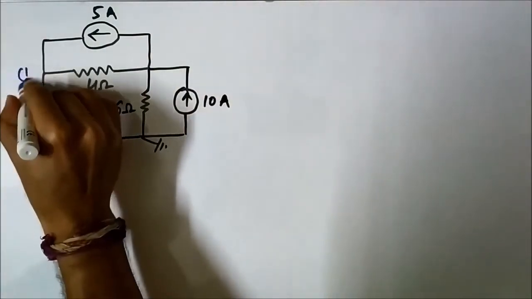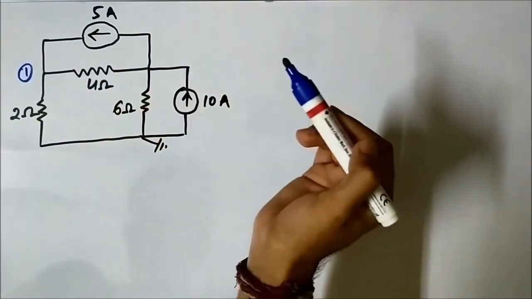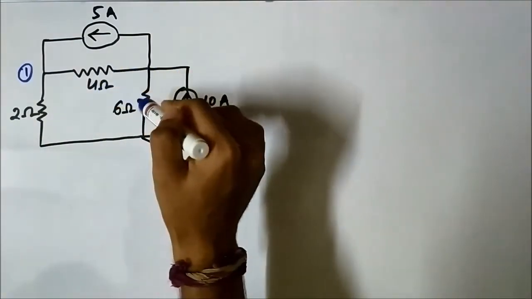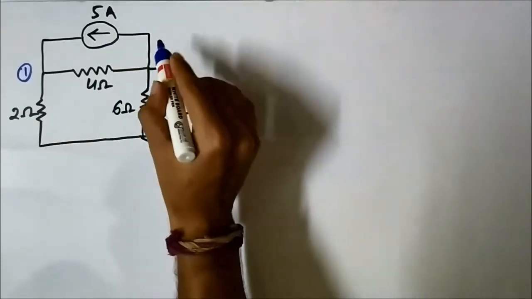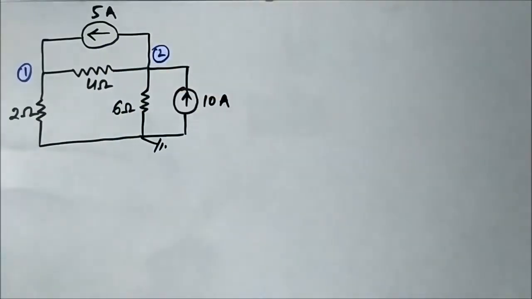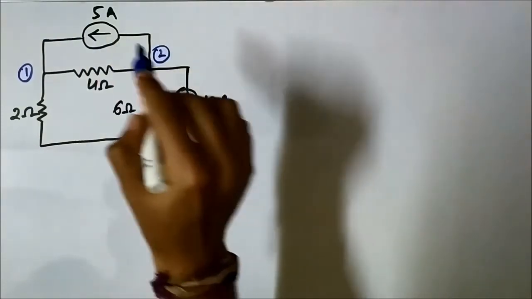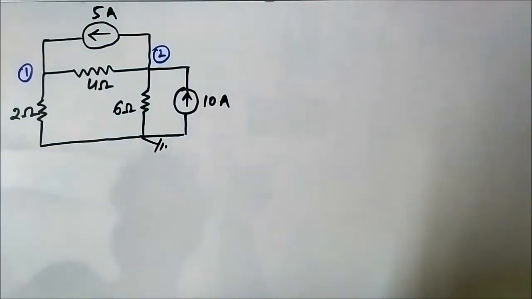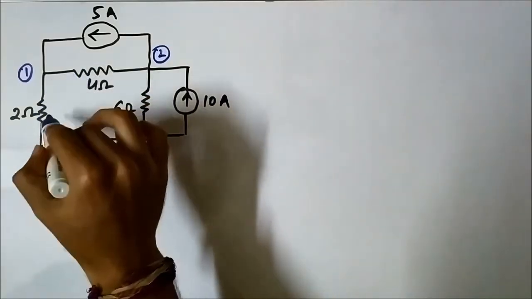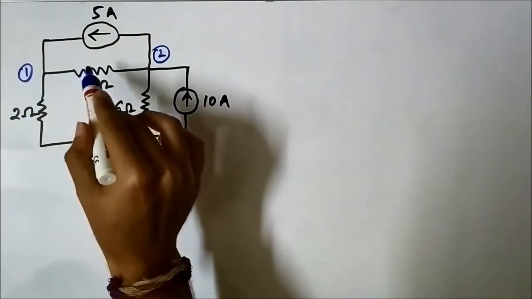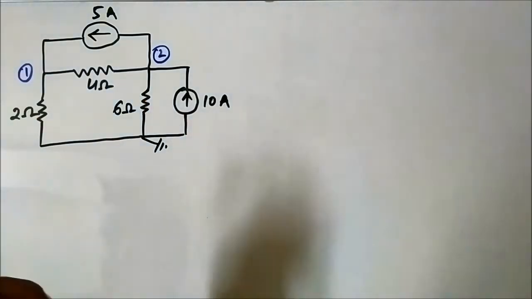Let us call it node number 1. Here also, here 4 elements are involved, 4 ohm, 6 ohm, 10 ampere, 5 ampere. So this is node number 2. We have studied in the previous video that nodal analysis is based on Kirchhoff's current law. So in order to apply Kirchhoff's current law, we must have currents. So here we have two independent current sources, 5 ampere, 10 ampere, but we have to assign arbitrary current values to 2 ohm, 4 ohm and 6 ohm resistors.